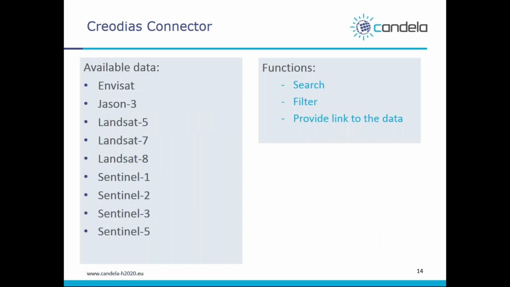So at last, I'm gonna show you a demo of the CRIODIAS connector. It's the library we developed, and that allows you to search geographical data in the catalog of CRIODIAS. So you see here the list of available data: Landsat, Sentinel 1 to 5. And with that, you can search, filter, and get a link to the data. So let me show you that.